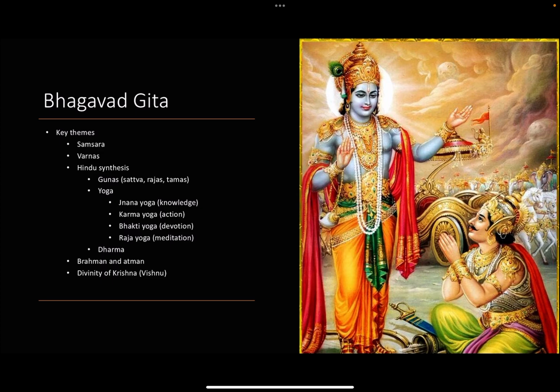This text is seen as maybe the culmination of what has been called by scholars the Hindu synthesis. And the Hindu synthesis really is a drawing together of all of the various strands of Hinduism that show up in earlier texts, the Vedas, the Upanishads, and the recognition that there is not one single path that one must follow to get to God, the gods, or to achieve moksha. And this is an important thing.